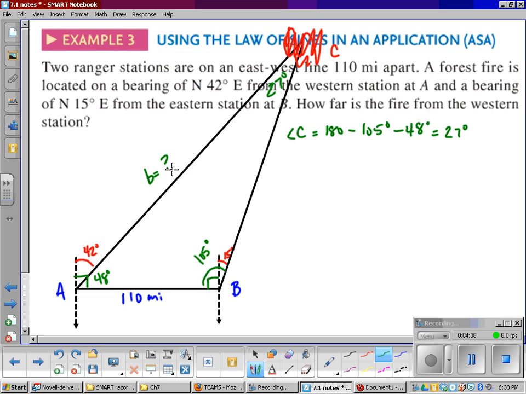Now I have two pieces of information with the same letter. I have angle C and I have side C. And I can set up my law of sines. I'm looking for letter B, so I'm going to put that on top of my ratio. B is to sine of angle B, which is 105 degrees. And C, the side, because B is on the top, the side C is going to be on the top, 110 over sine 27. Cross multiply and divide when you put that in your calculator, and it looks like this.